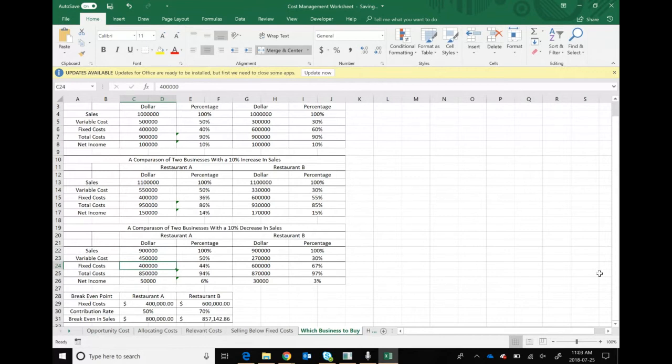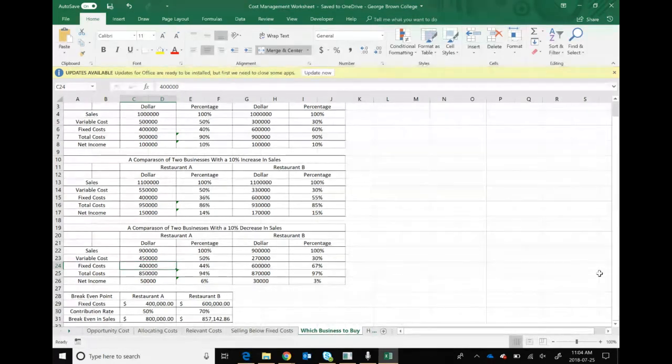So businesses with high operational leverage have higher net incomes during periods of sales growth when compared to operations that are not as highly leveraged. On the other hand, operations that have high operational leverage have poor performance during sales declines.